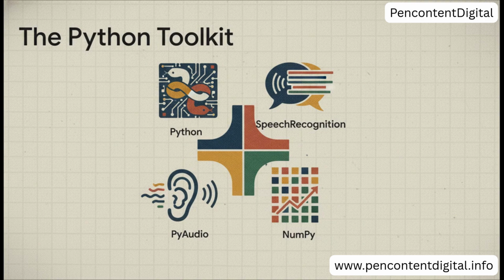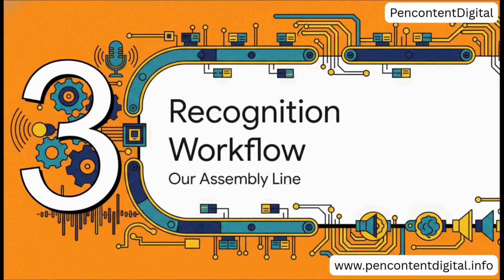But how do we get the sound to the machine? That's where PyAudio comes in. Think of it as the digital ear, the microphone for our code. And finally, we have NumPy, which is awesome at crunching all the numbers that sound is made of. It keeps everything organized. All right, so we've got our tools laid out. Now let's see how they all work together. What does our little sound assembly line actually look like in action?